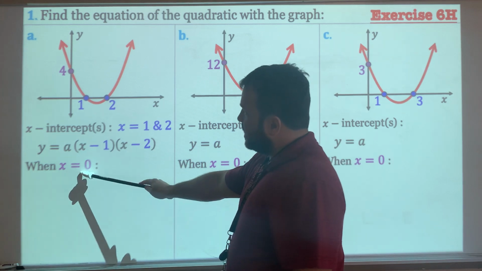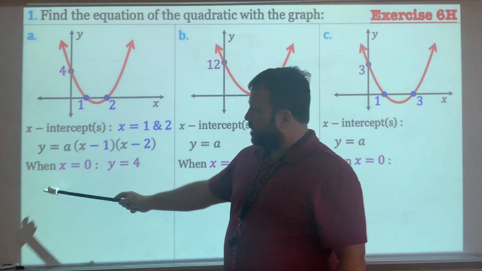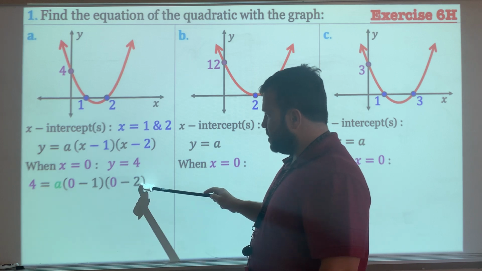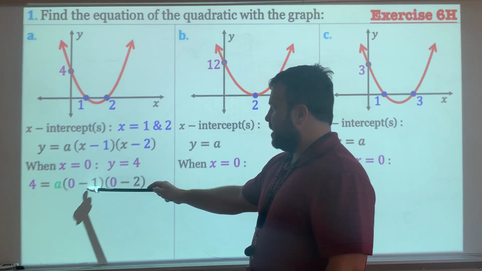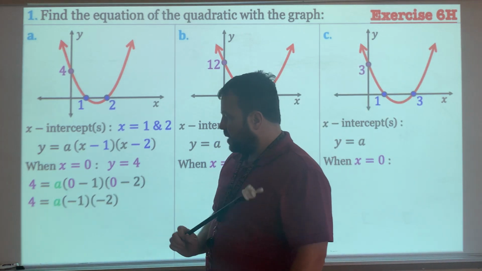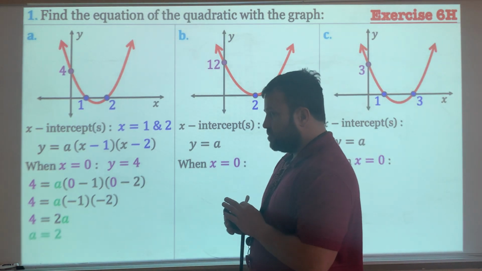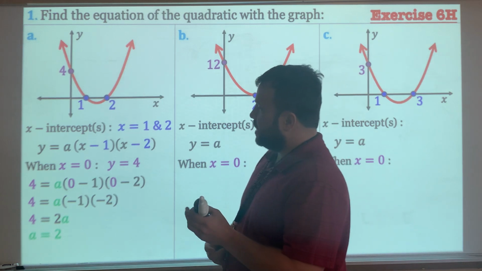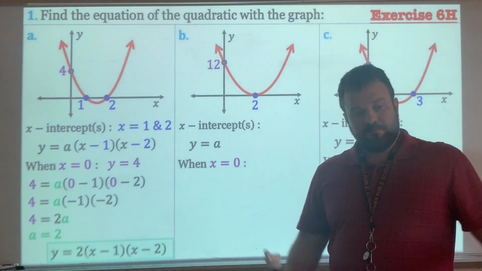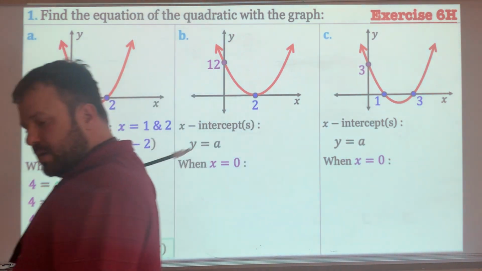So now to solve for a, when x equals 0, what does y equal? 4, right? 4 equals a times 0 minus 1 times 0 minus 2. 4 equals a times negative 1 times negative 2. 4 equals 2a. Therefore, your a equals 4 divided by 2, which is 2. Okay? And your final equation is y equals 2 times x minus 1 times x minus 2. All right? Nice and easy. I don't think there's any difficulty level there. So then you're going to do next one.